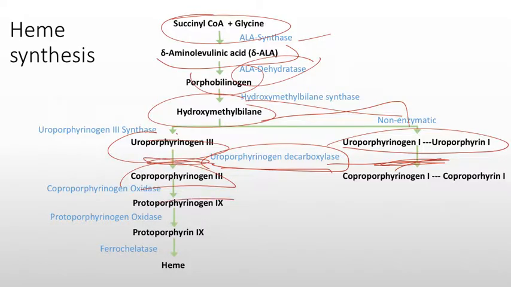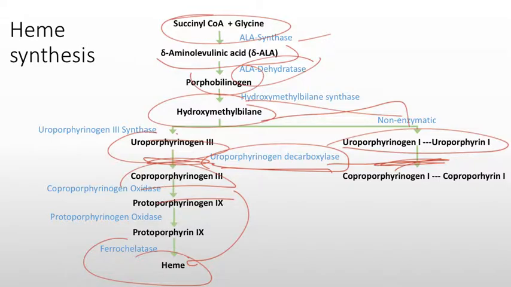And then, of course, you keep going down. Ferrochelatase is the last step, and it forms heme. So there are 8 enzymes in this pathway in the synthesis of heme. And we know that almost every cytochrome P450 enzyme is going to have a heme molecule with iron attached to it.